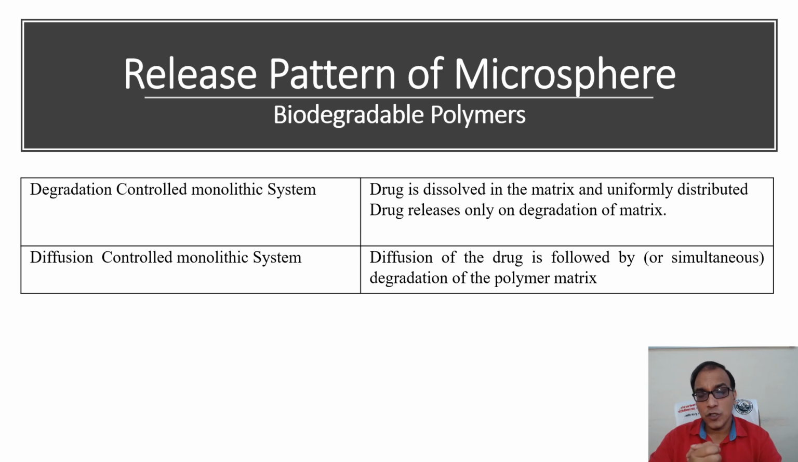Now, the release pattern of microspheres. Let's see the biodegradable polymers. For the degradation-controlled monolithic system, the drug is dissolved in the matrix and uniformly distributed. Drug is released only when the matrix is degraded. While in the case of the diffusion-controlled monolithic system, diffusion of the drug is followed by the degradation of the polymeric matrix, or it may be simultaneous.